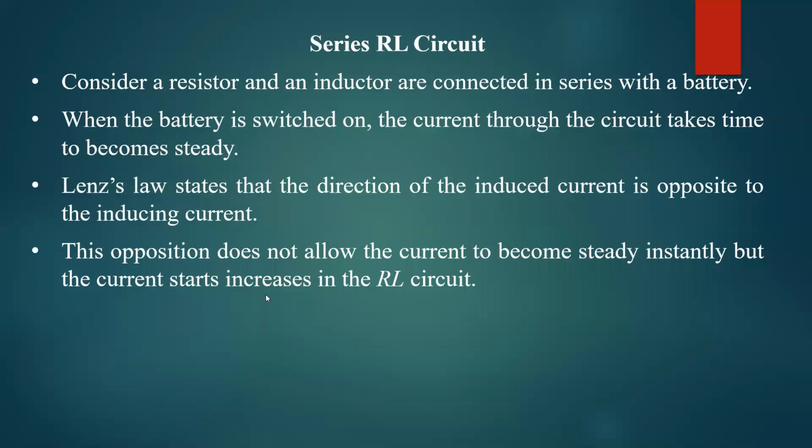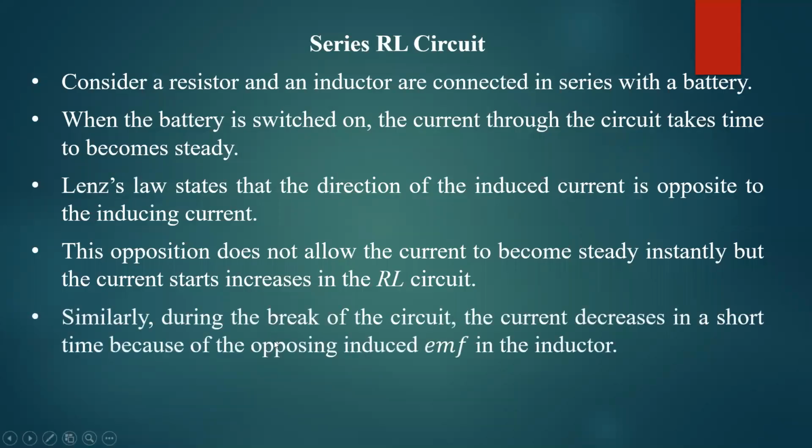This opposition does not allow the current to become steady instantly, but the current starts to increase in the RL circuit slowly. Because of this electromagnetic induction phenomenon in the inductor, the current is opposed by the inductor. That's why the current through the circuit rises slowly. So the transient phenomenon, the variation of current, is observed in the series RL circuit. The reason behind the transient phenomenon in the RL circuit is electromagnetic induction.